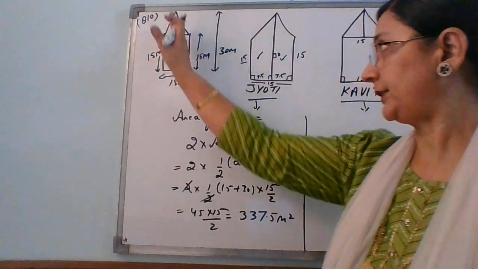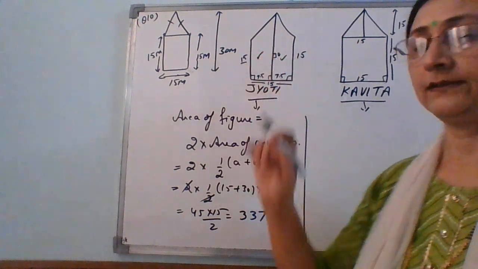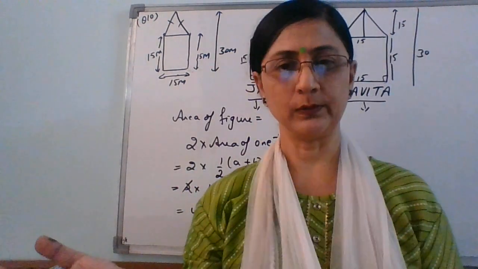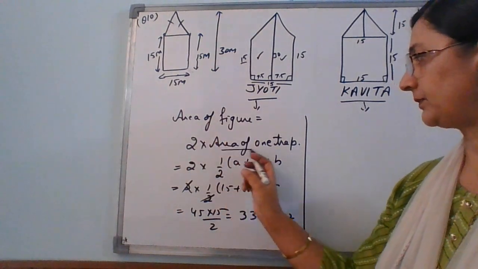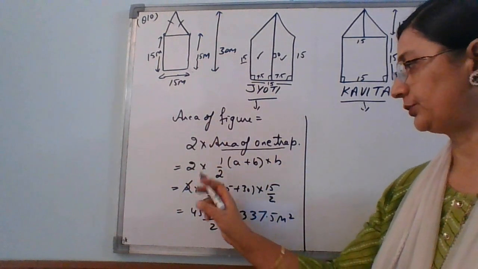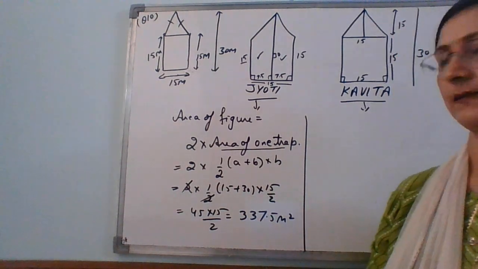She divided this figure into two parts, right? Dividing it into two trapeziums of equal values, equal lengths. So you can find out the area of the figure by finding the area of the one trapezium and multiplying by 2. 2 cancel हो गया, आपने values डाली और आपका answer आ गया, right?